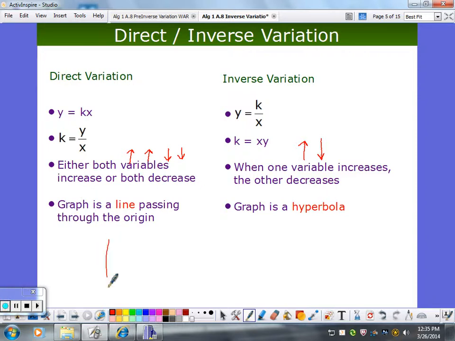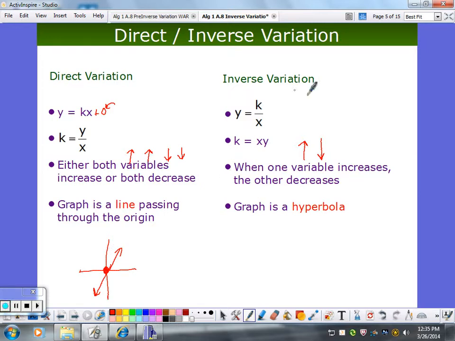The graph of this, now look at it, it's a line that looks like this. It goes through the origin. Always. How come it always goes through the origin? The y-intercept is 0. So I'm always going to go through the origin.